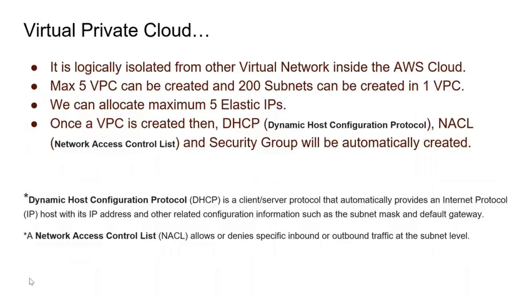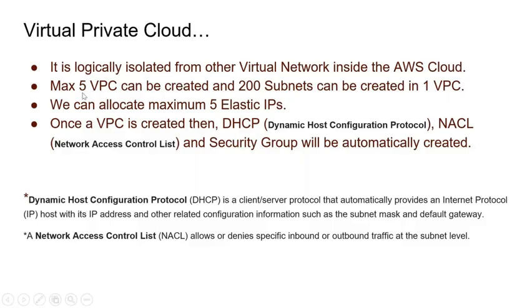Virtual private cloud. It is logically isolated from other virtual networks inside the AWS cloud. That means on the cloud we will have multiple virtual private clouds, and each is logically isolated. So each VPC is different, like a different data center. They cannot communicate with each other, but there are various other ways to connect one VPC to another VPC if you want.